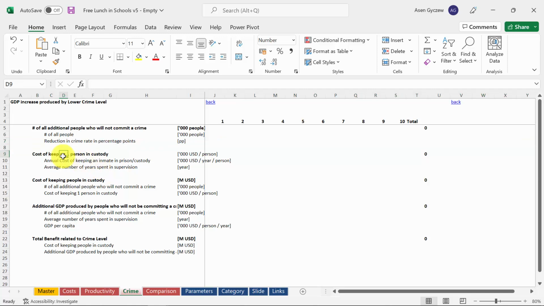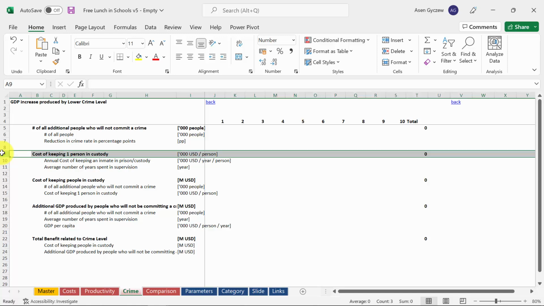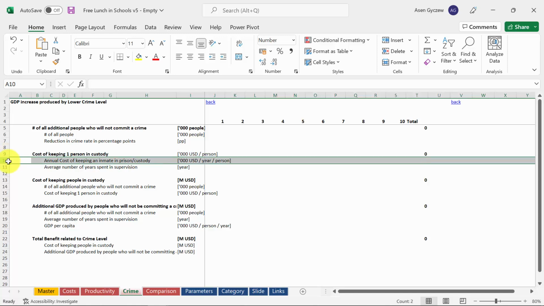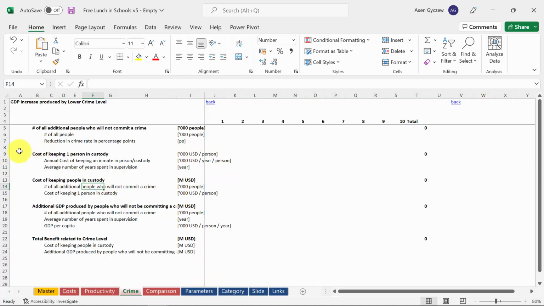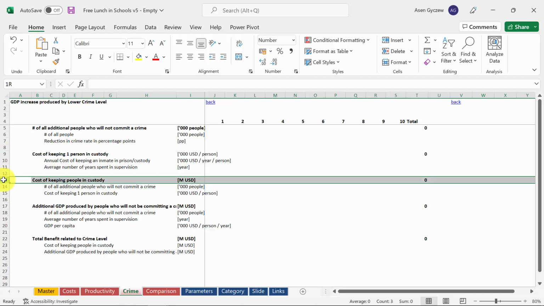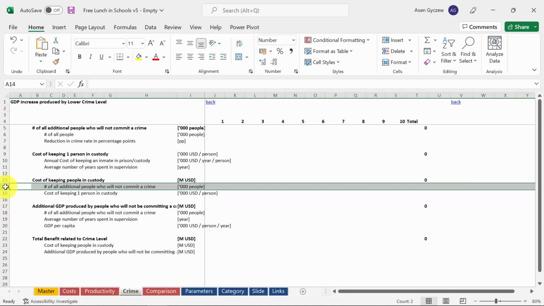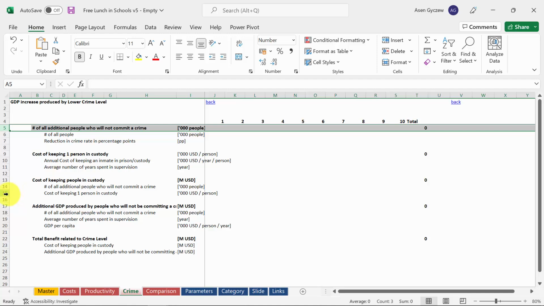The benefits will consist of two things: the fact that we will not have to pay for keeping people in custody, and also an increase in the GDP. So we first estimate the cost of keeping one person in custody. This will depend on two things: annual costs and the number of years a person on average is going to spend in custody or supervision. Again, those two things are defined in the sheet parameters. Once you've got it estimated for one person, you can estimate it for all the people that we will likely not keep in prison. So we need the number of people we estimated in row 5 and the cost per one person from row 9.